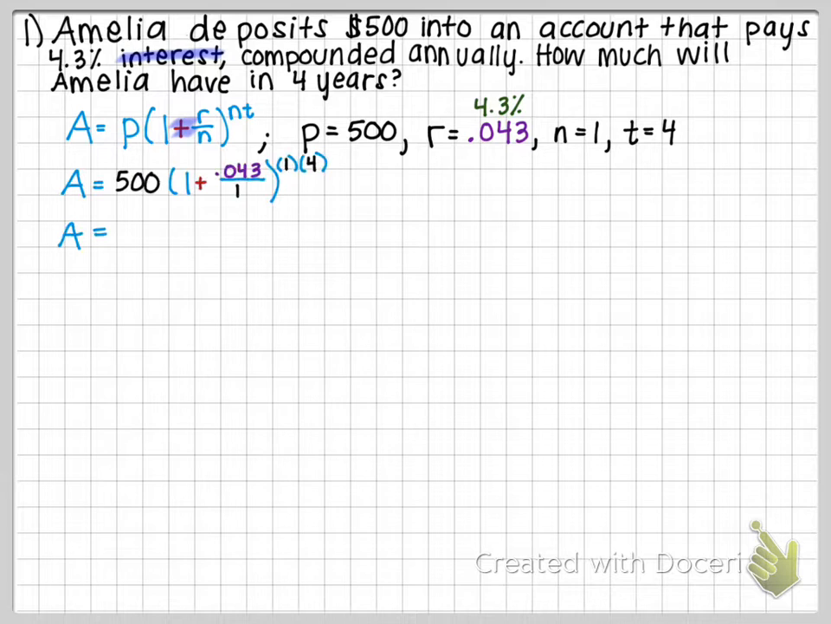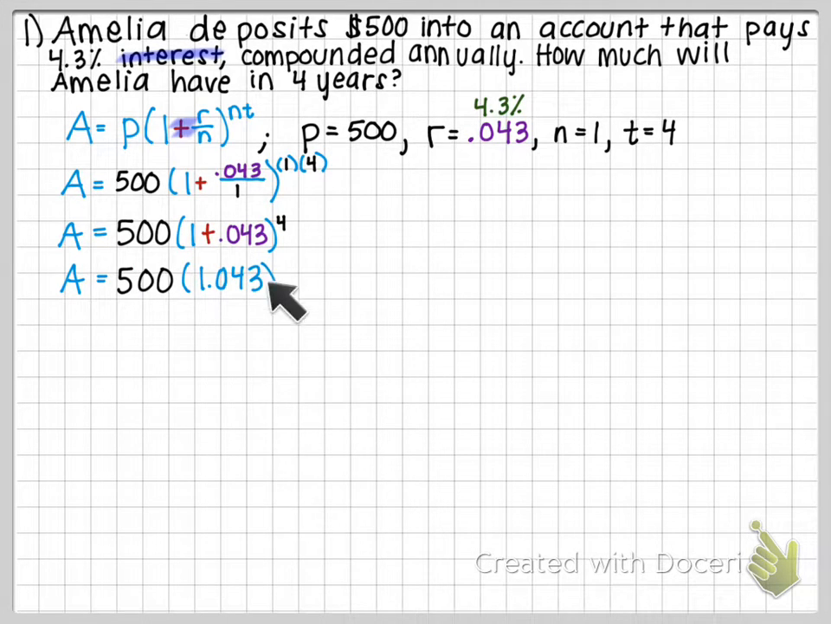So now we just plug in. P is 500. 1 plus 0.043, we always change the rate from a percent into a decimal. N is 1, so I plug in 1 here, and T is 4. So we're going to start with the parentheses. Now 1 plus, I'm going to divide this number first. 0.043 divided by 1 is still 0.043. And then I'm going to multiply up here. 1 times 4 is 4. Always do this parentheses first. So 1 plus 0.043 is 1.043.